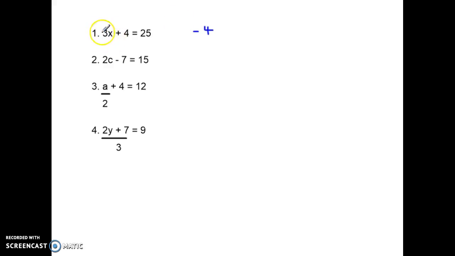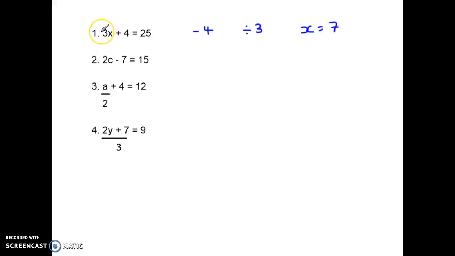And then when I get to this 3x, x has been multiplied by 3, so my inverse operation is going to be to divide by 3. Common mistake with something like this is to try and deal with this 3 first. Can't do that. You've got to deal with any plus and minus here, and then whatever's attached to your unknown. So if I subtract 4 from 25, that's going to leave me with 21, and 21 divided by 3 is 7. So my solution here is that x equals 7.